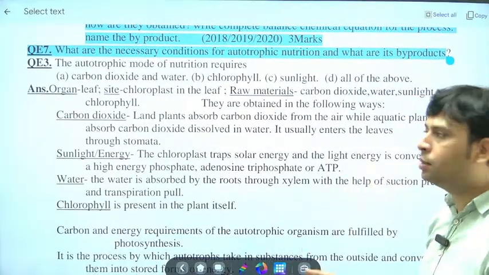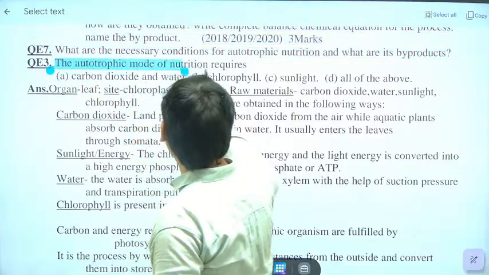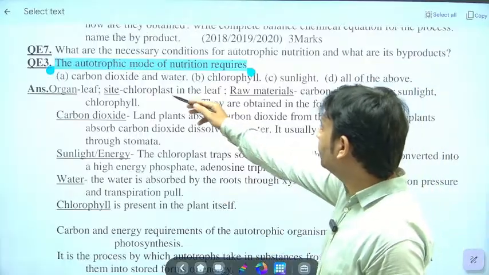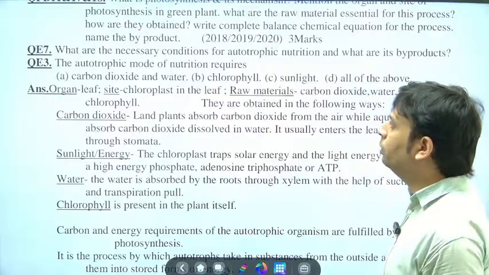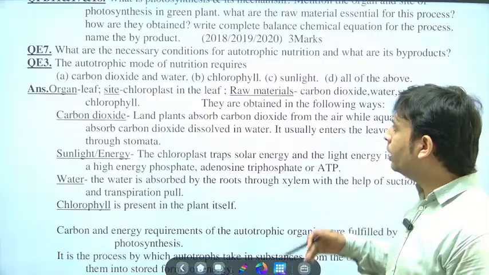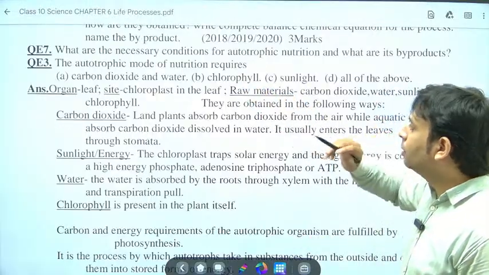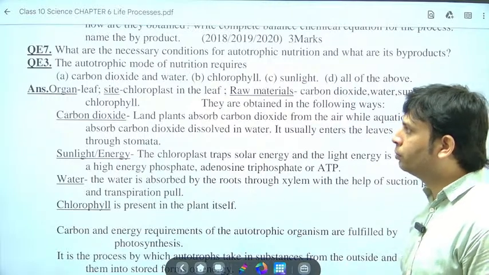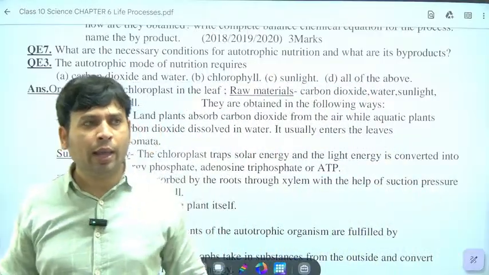Also, one question here is: the autotrophic mode of nutrition requires. The options are carbon dioxide and water, chlorophyll, sunlight, and all of the above. Comment your answer. What is the answer to this question? Comment your answer quickly.